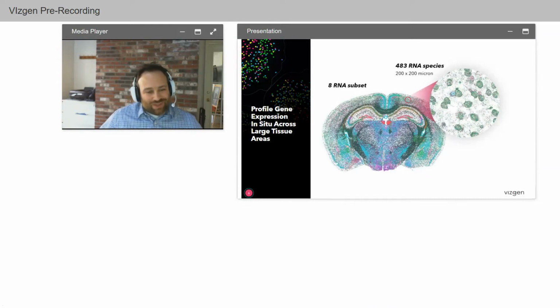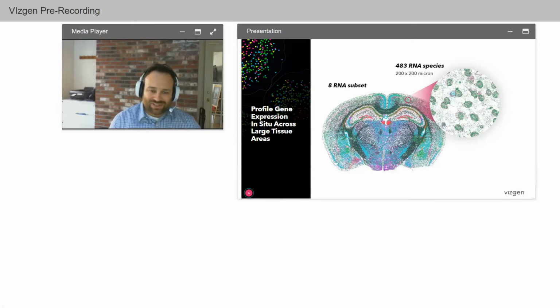If we take a look at what that data starts to look like, this is an example data set of a mouse brain. Here we're showing 8 RNA subsets. So we've highlighted 8 genes and looked at the transcripts from all 8 of these genes. What you can start to see across the tissue section is different regions of the tissue lighting up with different RNA transcripts. What this allows you to do is look at these areas of the tissue, look at how they're interacting, what cells potentially are in those areas.